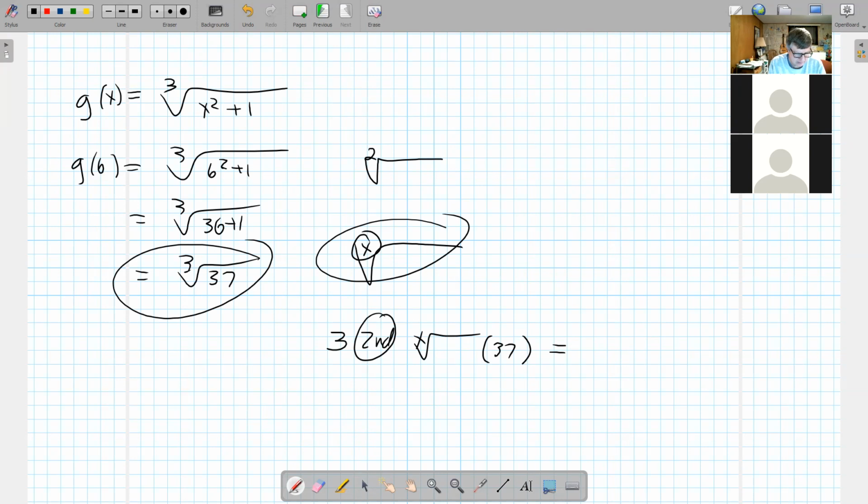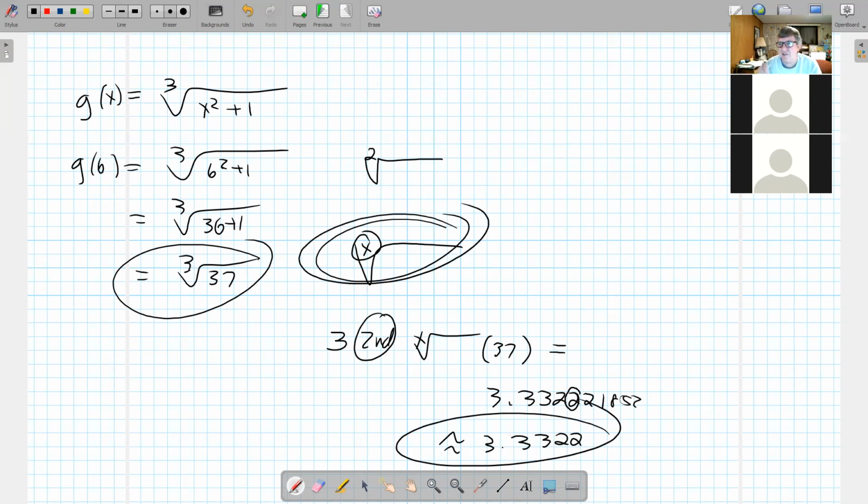Okay. 37, not 27. I'm coming up with 3.33221852. Rounding to the nearest 10,000th, it would be right there. So you'd get approximately 3.3322. So you need to use the Xth root button.